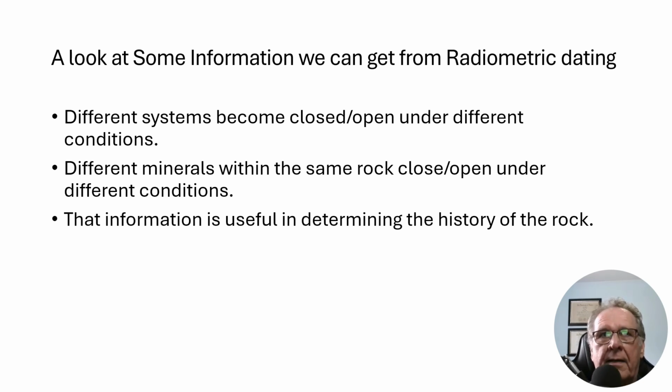So let's look at some of the information that we can get from radiometric dating. And it's cool because different isotopic systems, different isotopes become closed or open under different conditions. When they're closed, that means there's no exchange. The amount of parent in there is locked in. And so if they close at different temperatures, then we might be able to use that. Different minerals within the same rock also close and open under different conditions. So that information, all of it, is useful in determining the history of the rock, depending, of course, on the rock that we're looking at.